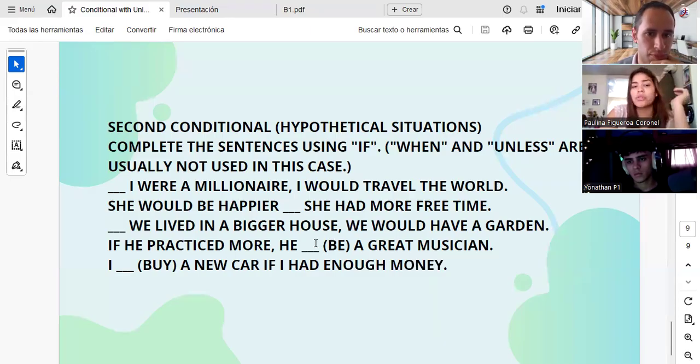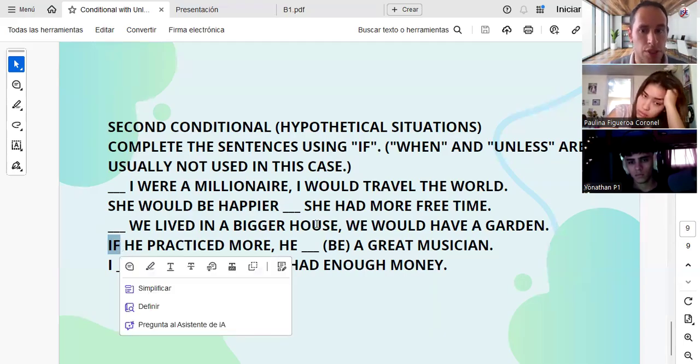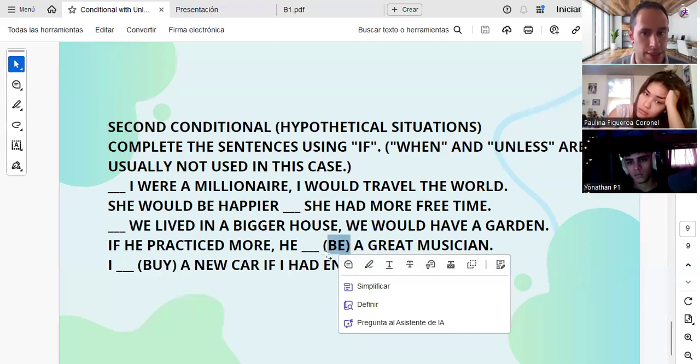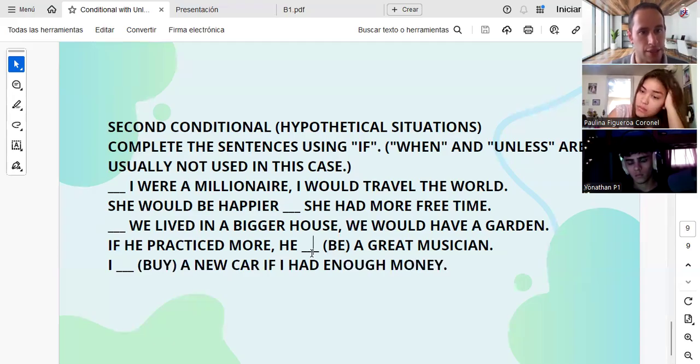If he practices more, he will be a good musician. Okay, that's all. Easy, remember. It's because here we already have the if clause, so we need to conjugate it this way. And in the second conditional, in the main clause, we use would plus verb in base form. Would be. Awesome. Thank you, Paulina.